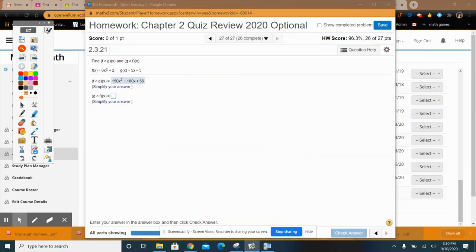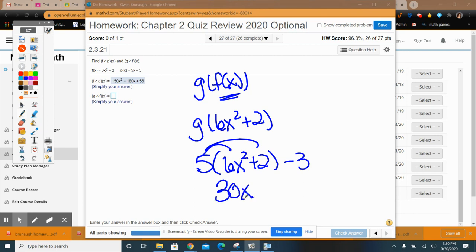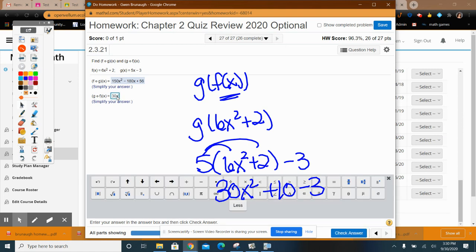And last one here, and then I can go home. G of f of x is g of 6x squared plus 2. Go to function g, take out the x and put in the 6x squared plus 2 minus 3. 30x squared plus 10 minus 3. That gives me 30x squared plus 7.